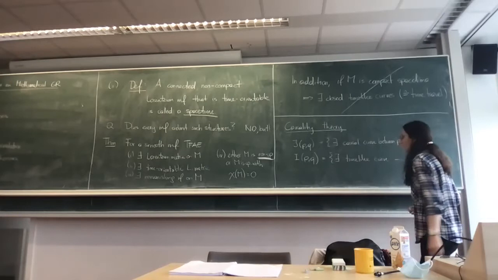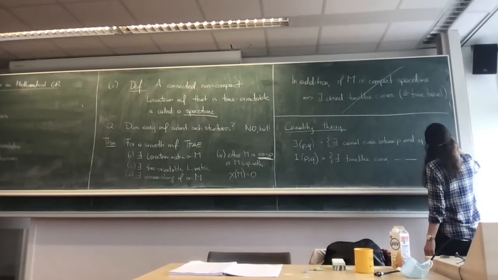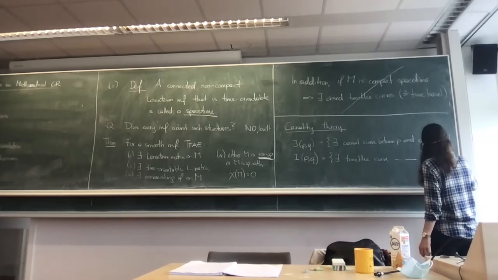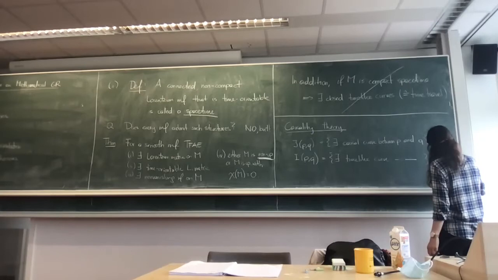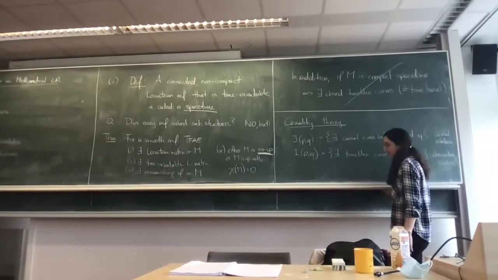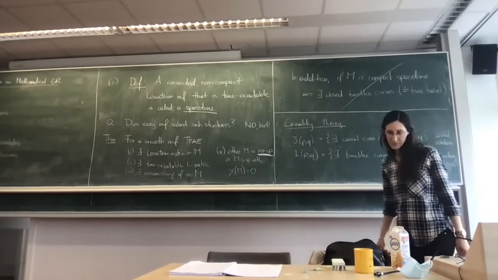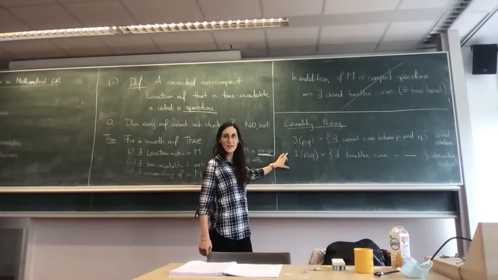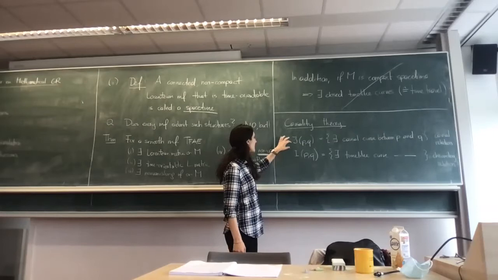And you see that the causal relation is transitive and reflexive. The chronological relation is, of course, contained in the causal relation, but it's not reflexive in general, because we don't want to have closed time-like curves. And another thing is that the chronological relation is open, whereas the causal relation is not necessarily closed.